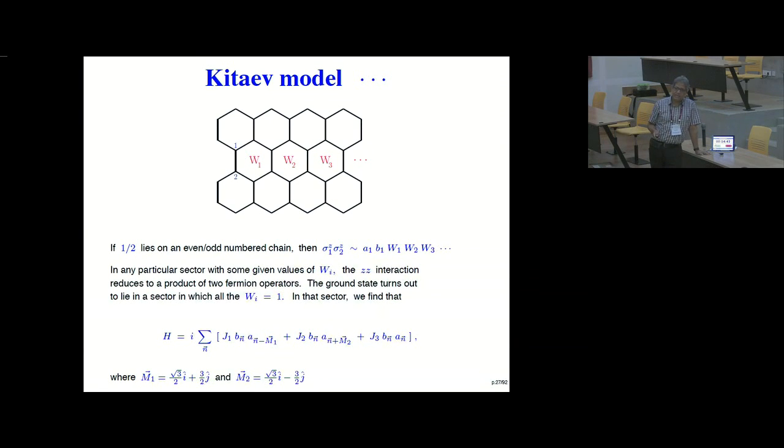So in that sector, the Hamiltonian becomes this. It's extremely simple, right? It only has couplings between nearest neighbors, quadratic. It's bipartite. So on sublattice B, you have the B Majorana fermion. I'm using the same symbol, I hope that's not confusing. This interacts with the A Majorana fermions on the three nearest neighbors.